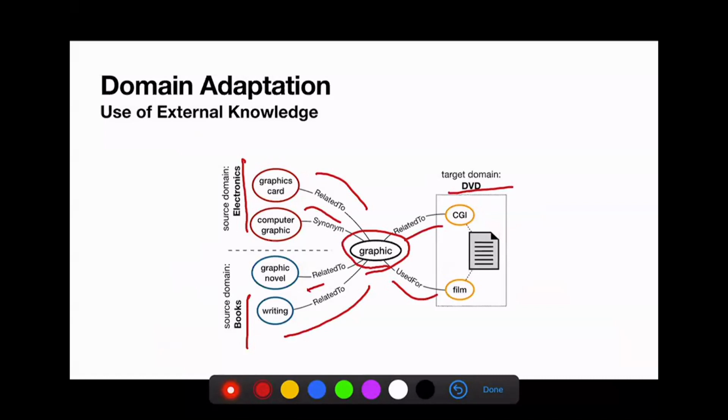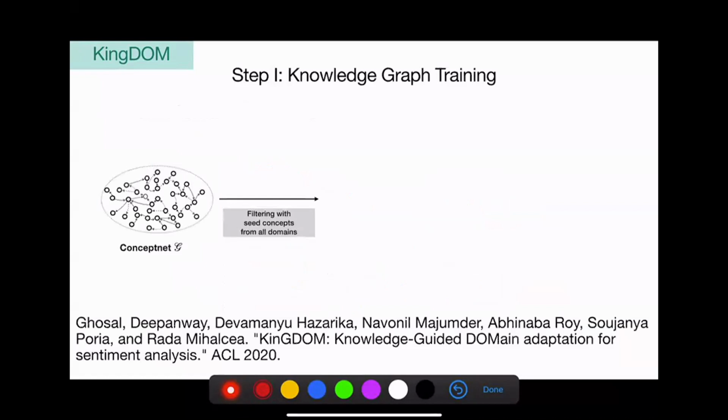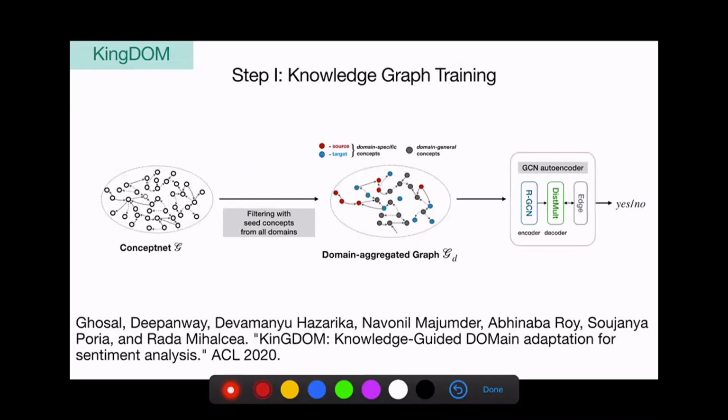We recently worked on this paper called KinGDOM, accepted at ACL. It's my PhD student Deepanway and Dev's work. So what we do, we take ConceptNet, we filter the seed concepts from all domains. For example, we extract nouns, adverbs, adjectives, and we create a subgraph based on it. Okay, so this is the domain aggregated graph. So we have a whole graph for source and target. Now from there, we apply a graph convolutional neural network. We have an edge prediction objective, like you predict the edge between two nodes, and we learn the embeddings of the nodes in the graph.